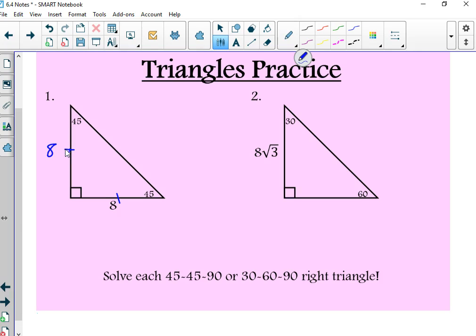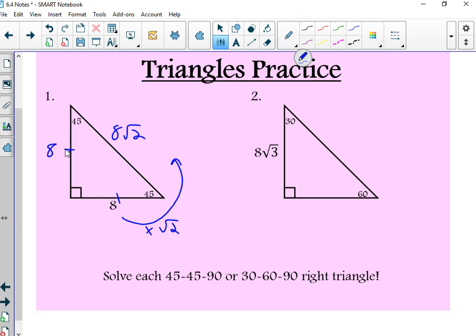Now remember, the special relationship for an isosceles triangle is radical 2. That's the number we use. If it helps you remember, an isosceles has 2 of the same sides, so this is the one where we use radical 2. So we're going from the leg to the hypotenuse, we multiply by radical 2, and we're finished.